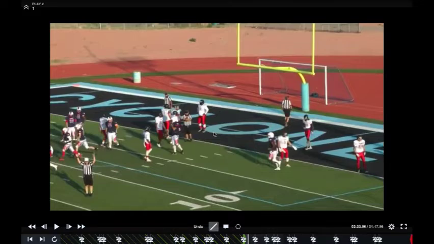If it creates a reaction, you definitely would be supported for a flag for taunting, and that would be enforced either on the extra point or the kickoff.